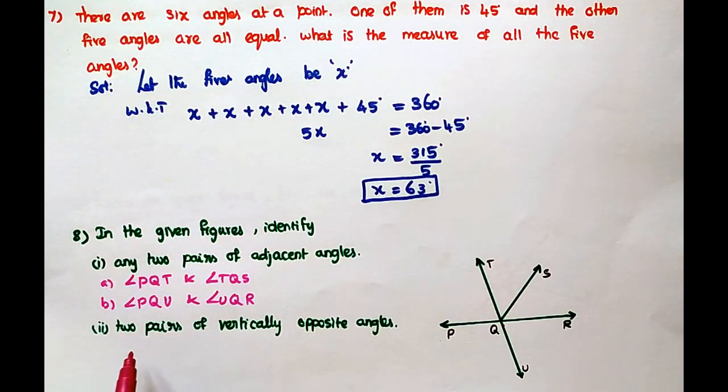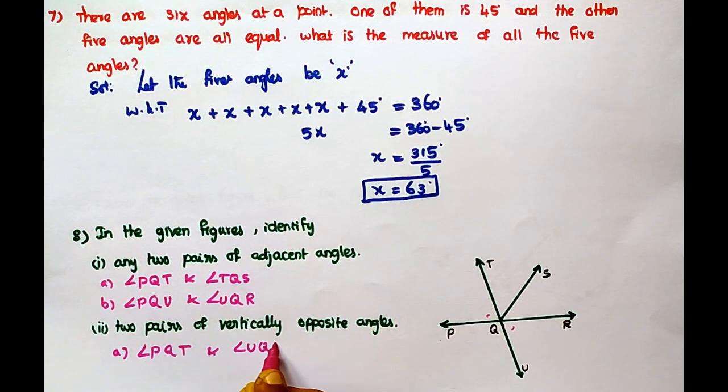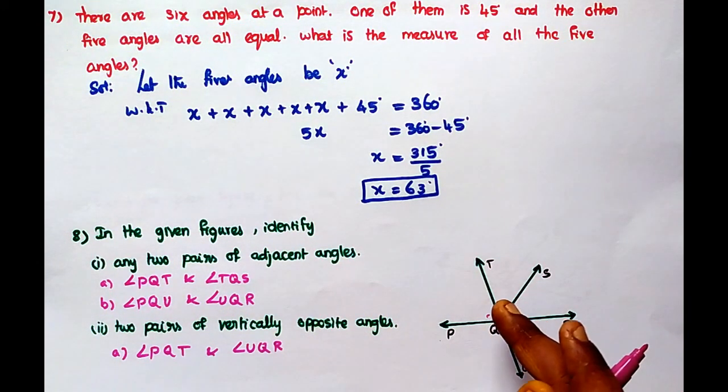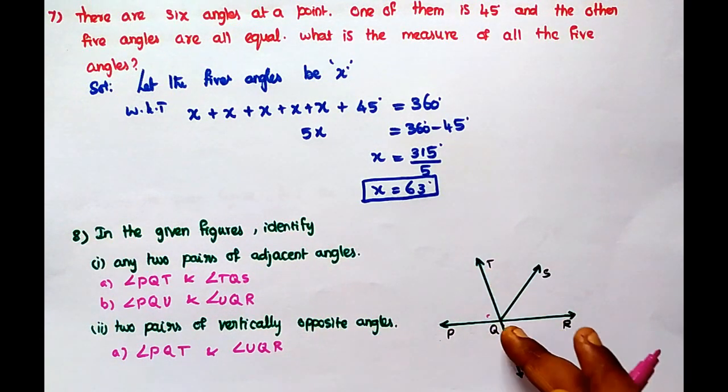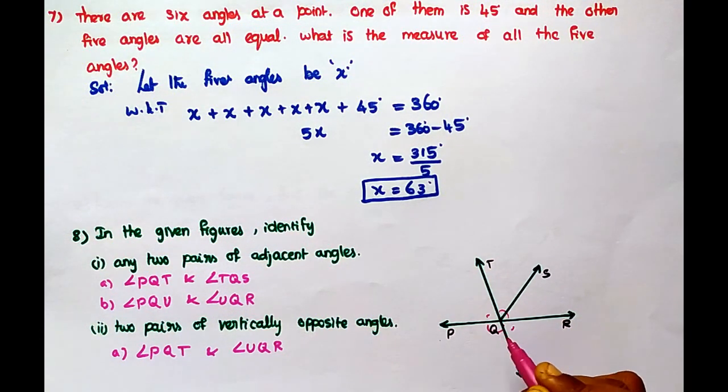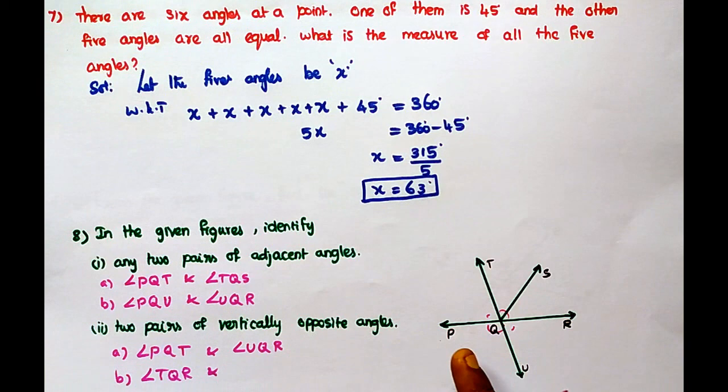Next one, two pairs of vertically opposite angles. These two angles are vertically opposite angles, right? So first one, angle PQT and angle UQR. Next one, TQR and PQU. These two angles are vertically opposite. So that is the answer.